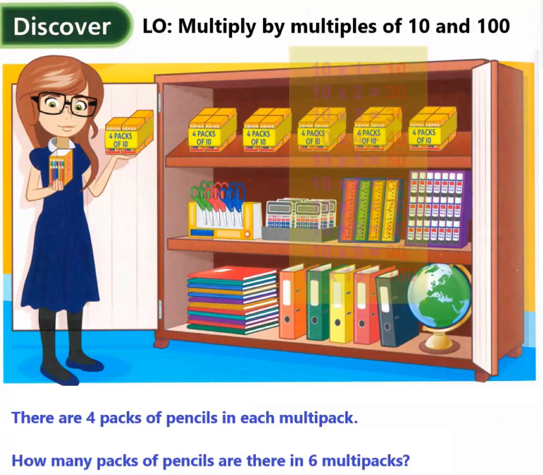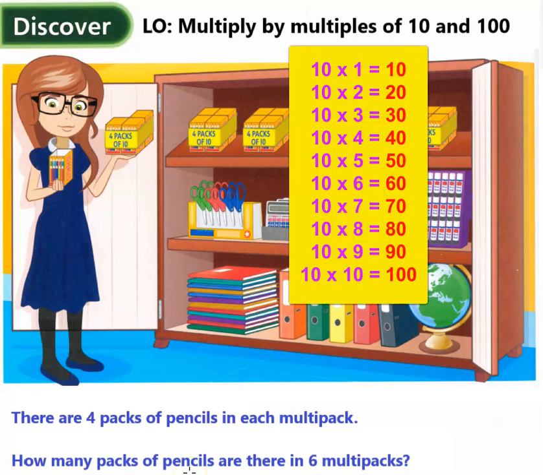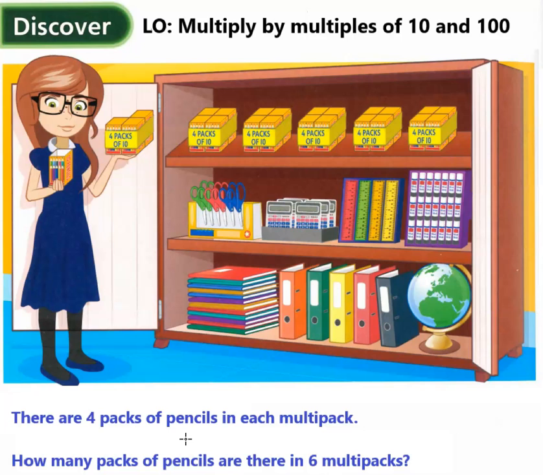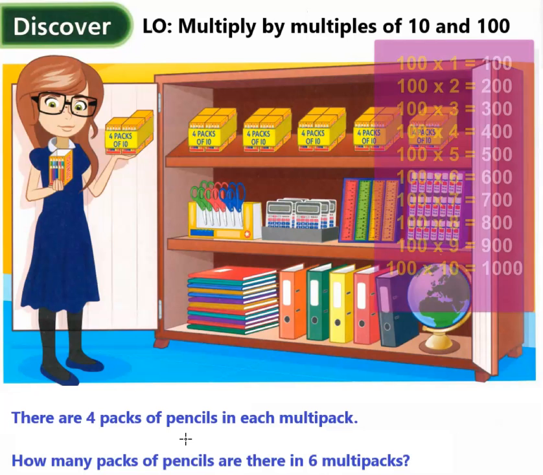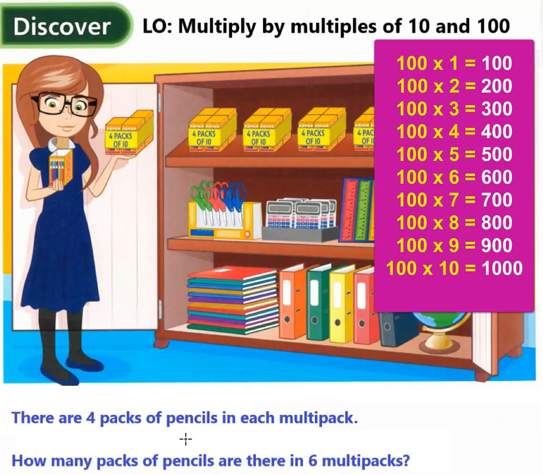So multiples of 10: 10 times 1 is 10, 10 times 2 is 20, 10 times 3 is 30, 10 times 4 is 40, and so on. It's an extension of the 10 times tables. That's the same with multiples of 100. It's an extension of the 100 times tables: 100, 200, 300, 400, and so on.